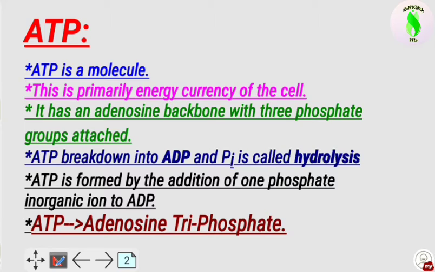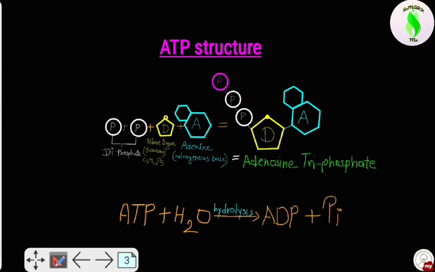ATP breaks down into ADP and an inorganic phosphate ion, and this breakdown of ATP into ADP and 1 inorganic phosphate ion is called hydrolysis. ATP is formed by the addition of 1 inorganic phosphate ion to ADP. ATP stands for adenosine triphosphate. Now come to the structure of ATP.